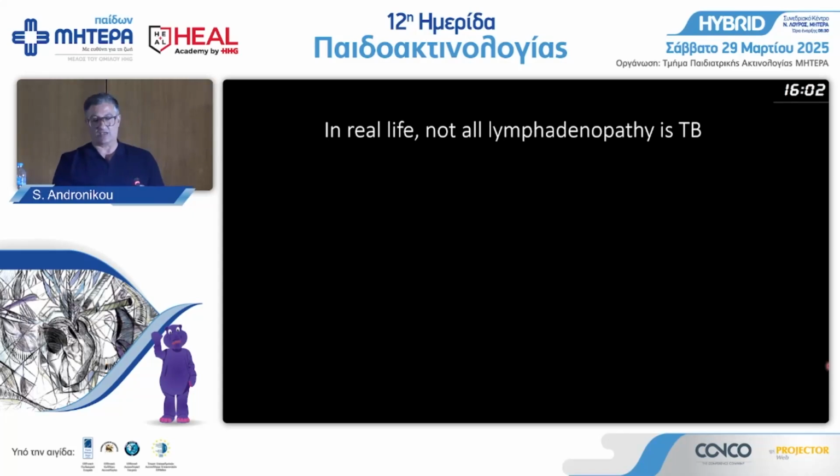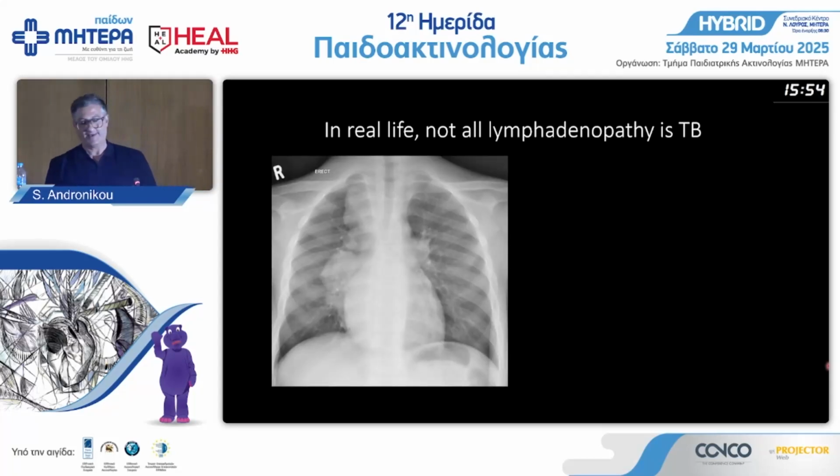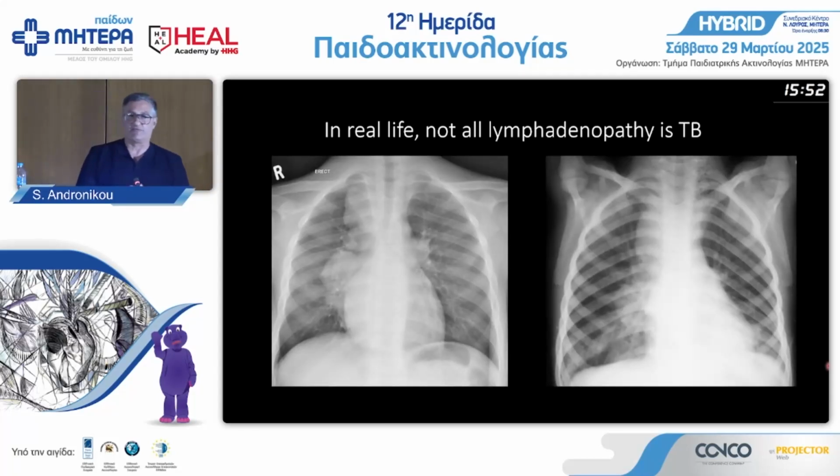You're all asking yourself, not all lymphadenopathy is TB, is that true, right? We've treated a bunch of lymphoma cases as TB until we decided they were lymphoma, right? So here's two. One is TB, one is lymphoma. What's the difference, right? Big, wide mediastinum. The trachea is displaced to the opposite side, towards the left. You have hilar masses, big.